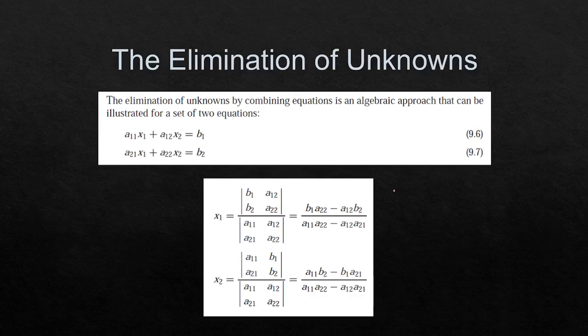Okay, so let's talk about elimination of unknowns. Elimination of unknowns by combining equations is an algebraic approach that can be illustrated by a set of two equations. Let's say you have two unknowns here, which are x1 and x2, and you have equations 9.6 and 9.7. For solving the value of your x1 by elimination of unknowns, you just construct it.